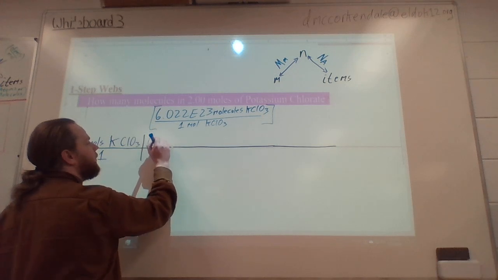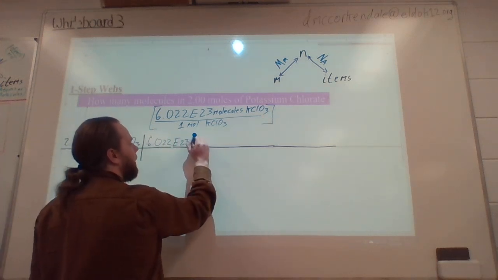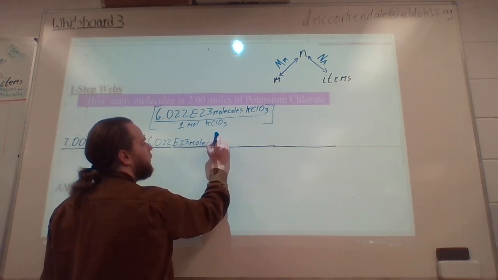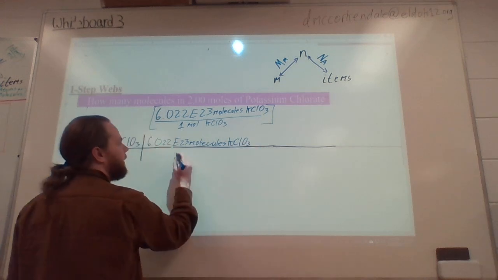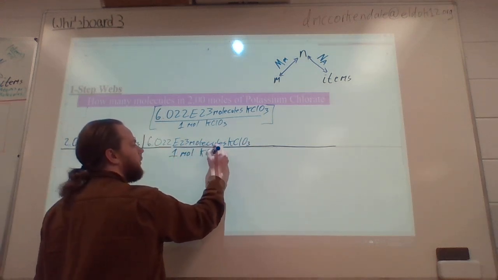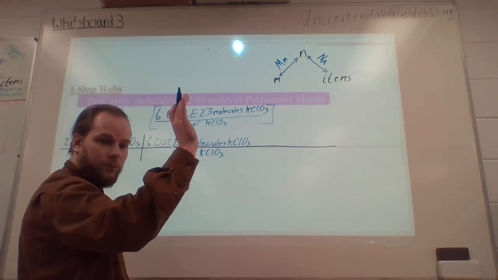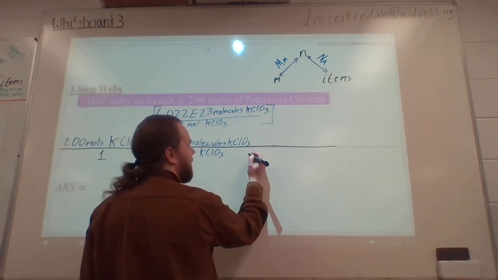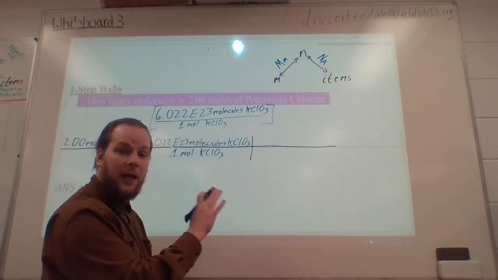So 6.022 E23 molecules of KClO3, and that is over 1 mole KClO3. Then, after you have written a fraction, this is any time you add something here, you put a vertical line to mark the end of this fraction.